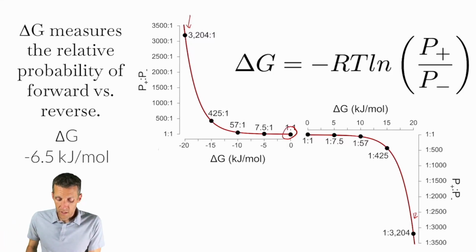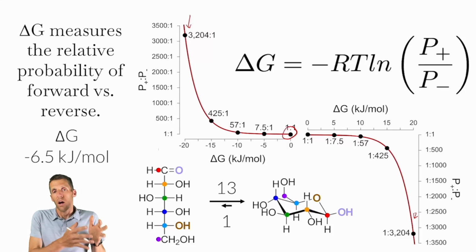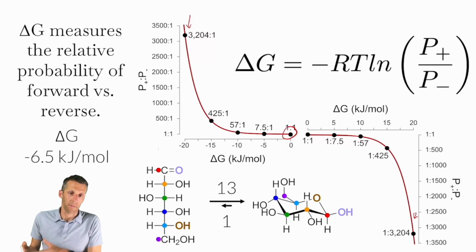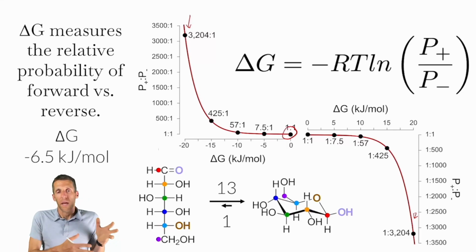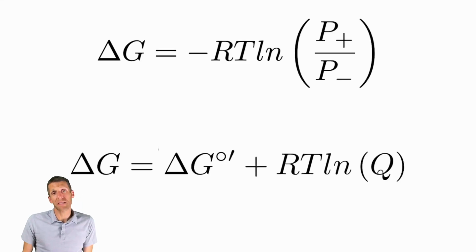Cool. So we got a delta G of minus 6.5 kilojoules per mole. If we plug that into this expression here, what that gives us is that for every 13 reactions we see going from ring to closed, we're going to see one reaction of opening from ring to open. So in general, we're seeing more forward reactions than reverse by about a factor of 13 to 1. Cool. So that's, in a sense, nice, right? We're learning something about the chemistry.